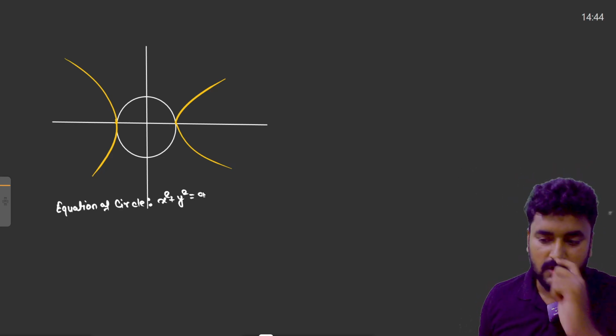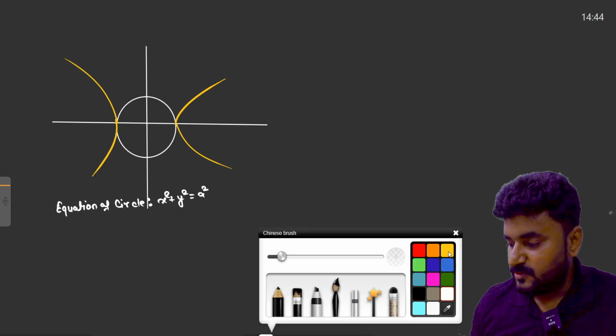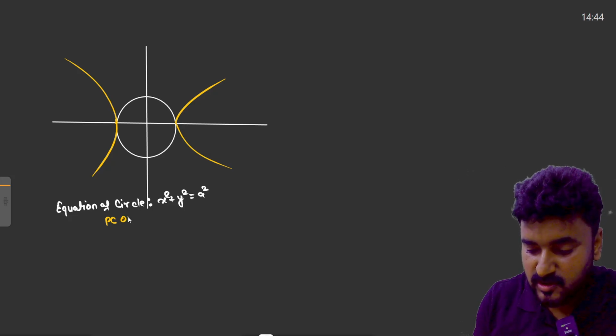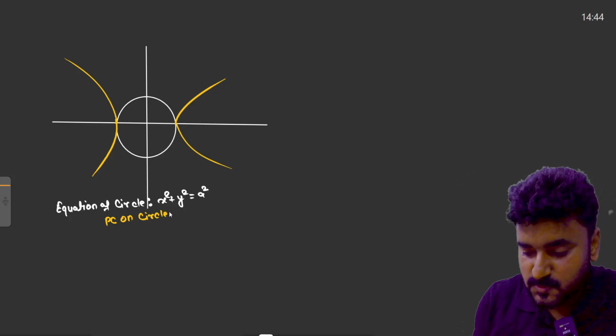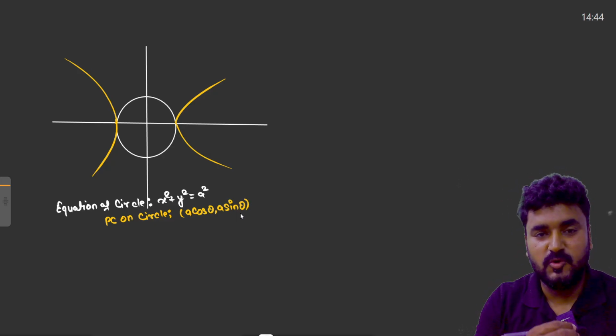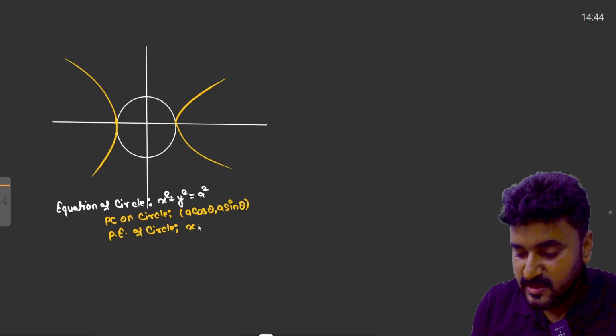After that, one more thing you know from the circle chapter: the parametric coordinate on the circle. This is the parametric coordinate, you know, (a cos theta, a sin theta). This is the parametric coordinate of the circle. And you also know the parametric equation of the circle: x equals a cos theta and y equals a sin theta. This is your parametric equation of the circle.